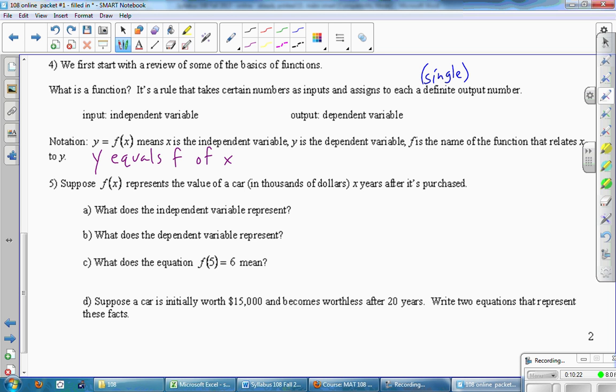Number 5. Suppose f of x represents the value of a car in thousands of dollars, x years after it's purchased. Part A, what does the independent variable represent? B, what does the dependent variable represent? And C, what does the equation f of 5 equals 6 mean? And then there's another question down here in part D. So again, pause the video, answer all of those parts, and come back when you're done.